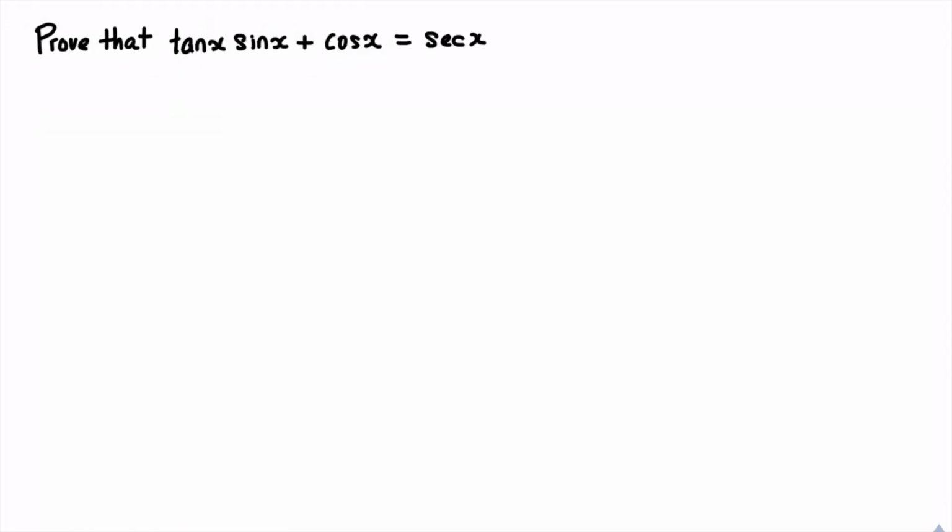Let's try to work out some examples. So here we are trying to prove that tangent x times sine x plus cos x equals secant x. A useful strategy is to start from the more complicated side and then at each step try to simplify the expression. In this case, the more complicated side is the left-hand side. So we start with tangent x times sine x plus cos x. And we see that there is a sine x and a cos x, and we remember that tangent x equals sine x over cos x, so let's do that.